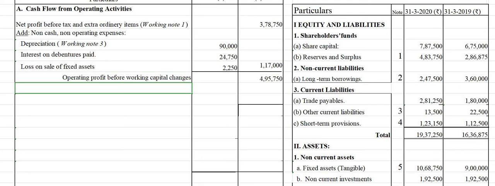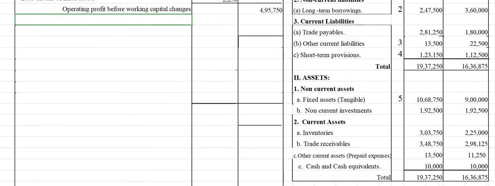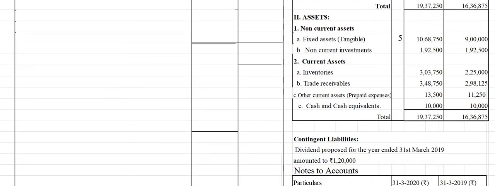Now we have to see what are the changes in working capital. Here what we will add are all the decrease in current assets and increase in current liabilities. So for decrease in current assets, let us see if any asset is decreasing.